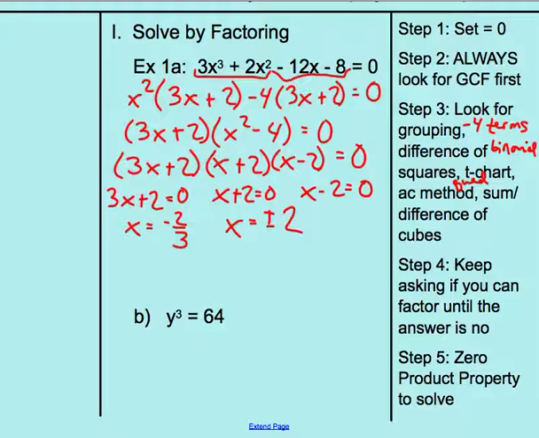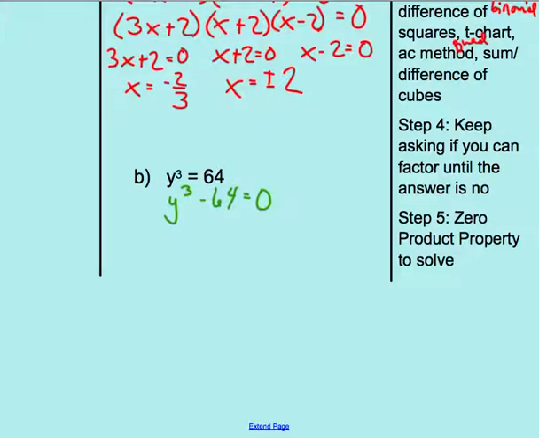All right, part B, looking at this one, I notice y cubed equals 64, which is not equal to 0. So my first step, set it equal to 0. I'm going to subtract 64 from both sides. Second step, always look for GCF. I don't have one on this one, so I'm going to look for how else I might factor it. Well, I see the y cubed, and that makes me think sum or difference of cubes, which is what I have. 64 is a perfect cube. So I'm going to factor this using that new method that we learned.